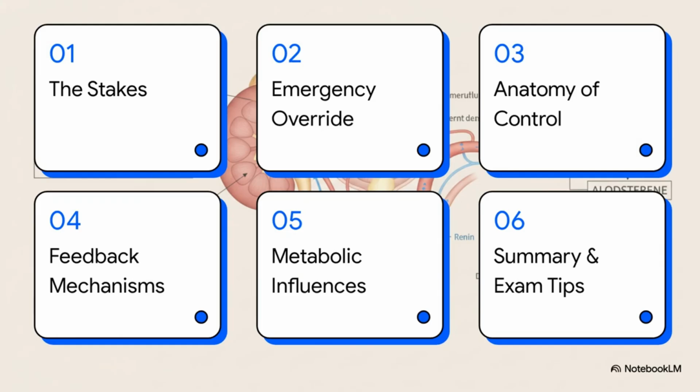First, the stakes. Then, emergency override. The anatomy of control. Tubuloglomerular feedback mechanisms, metabolic influences, and finally, a summary and exam tips.